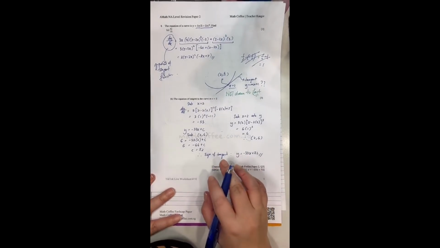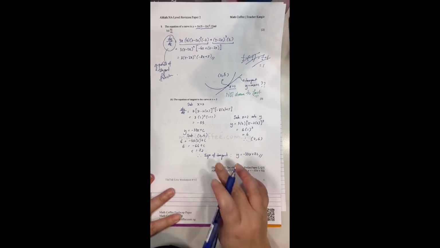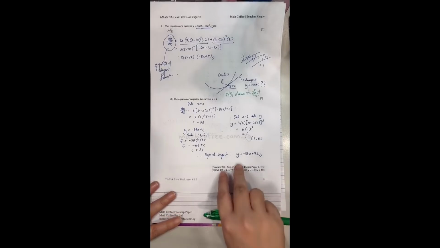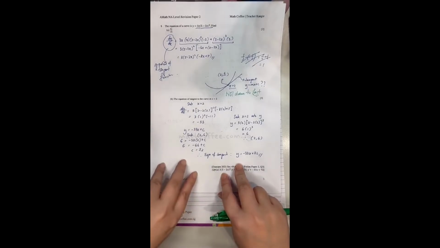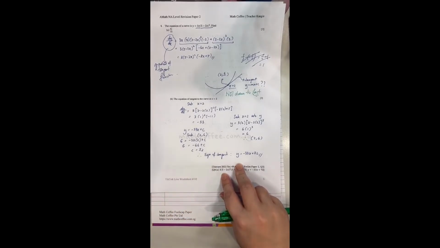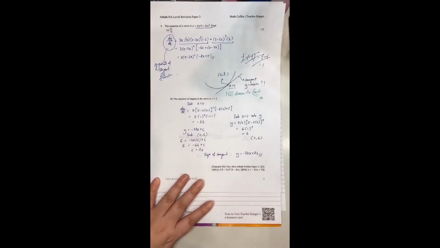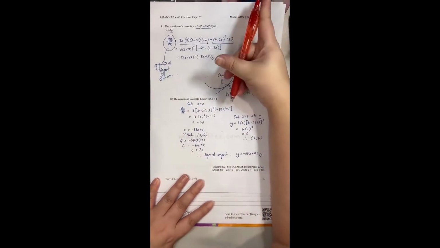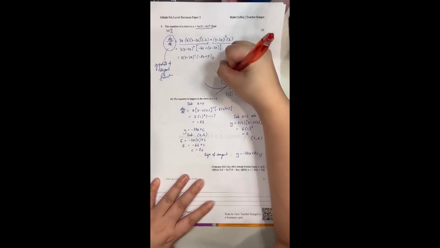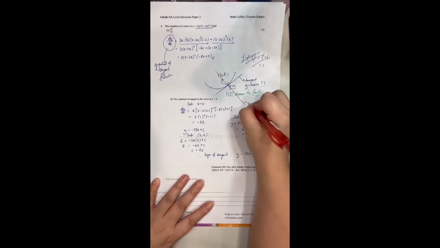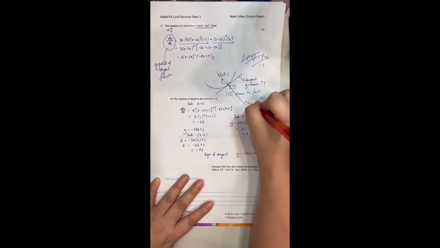So in case they ask you to find the equation of normal, let's assume they extend the question a little bit. So let's say they want the equation of normal. So how do you find the equation of normal? I'll use red color. The normal line is perpendicular to the tangent.